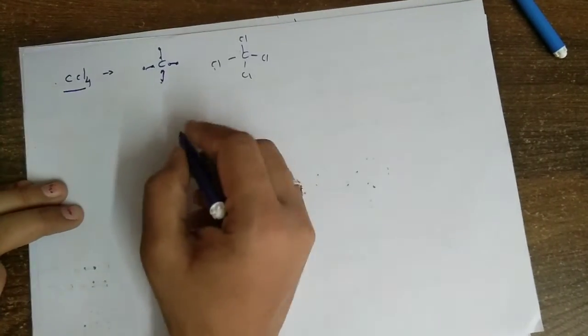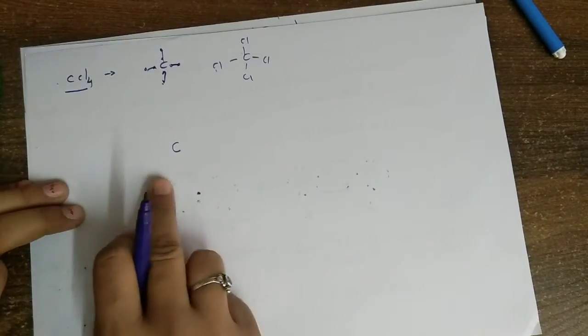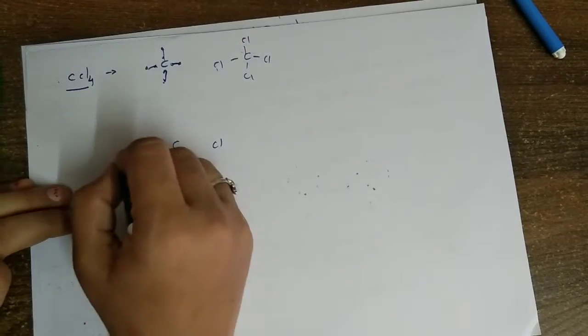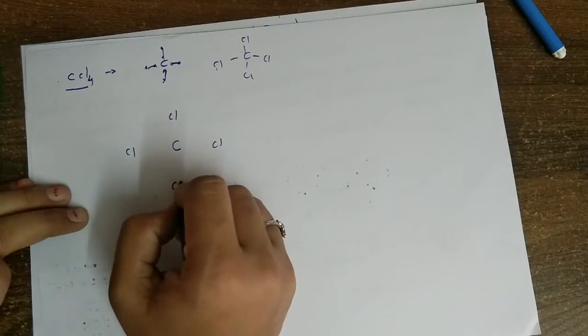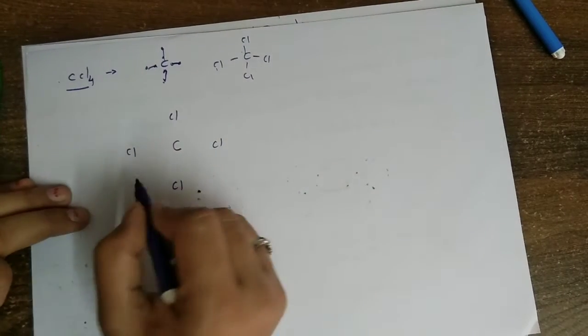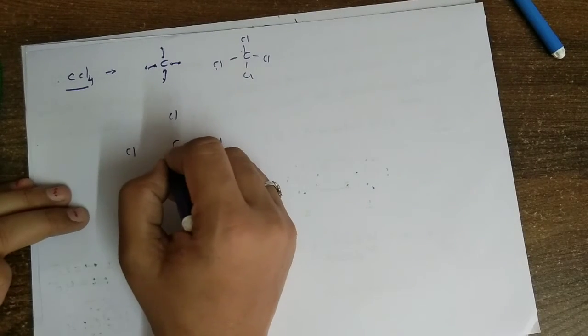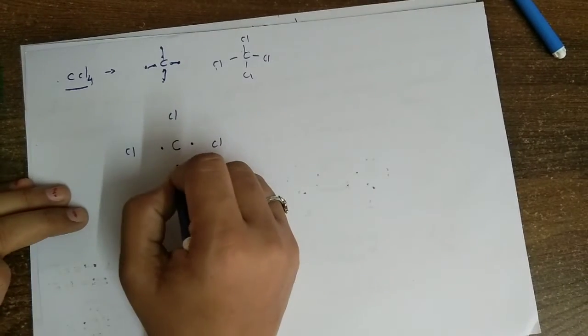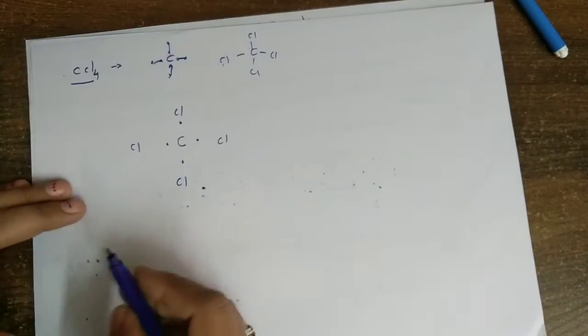Here is what happened. First of all, we write the carbon. Now here is a chlorine atom, here is also chlorine, chlorine and chlorine. The carbon has 4 bonds. So here is 1 electron of carbon, 1 electron of carbon, 1 electron of carbon, 1 electron of carbon.